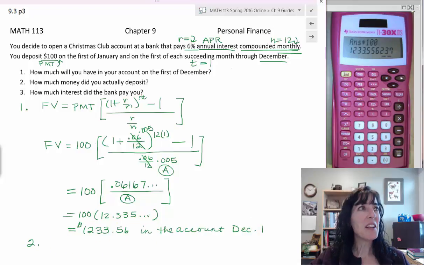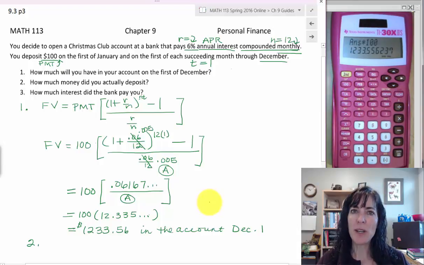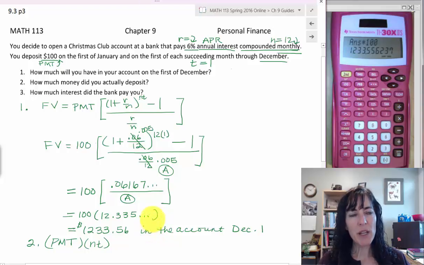Not bad. Number 2, how much did you actually deposit? So that's like what we were asking before, where I was saying, how much money would you have if you just stuck it in a sock in the corner of your closet? So how much did you actually put in? Remember, you were putting in, we can just say it's the payment. We'll make a quick little formula here, times the number of deposits that you made, which will be however many times you're depositing each year times how many years, right?